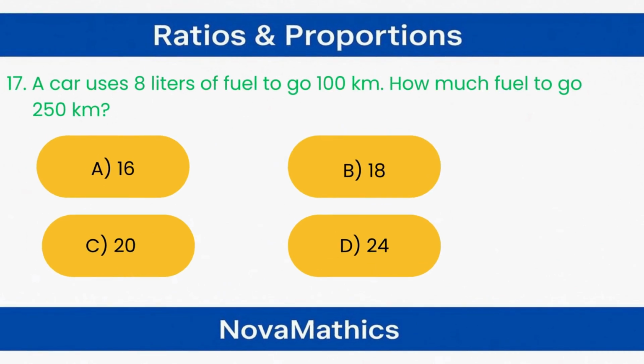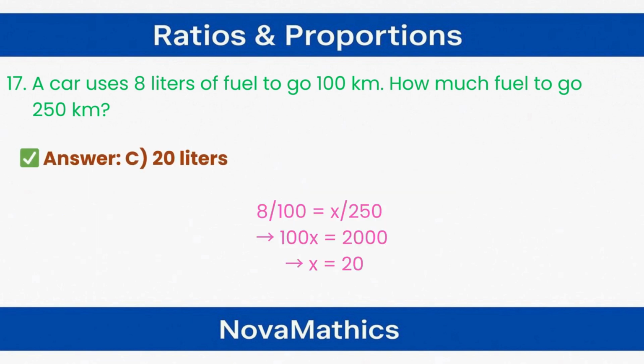17. A car uses 8 liters of fuel to go 100 kilometers. How much fuel to go 250 kilometers? Correct answer is 20 liters. 8 over 100 equals x over 250. Cross multiply. X is 20.